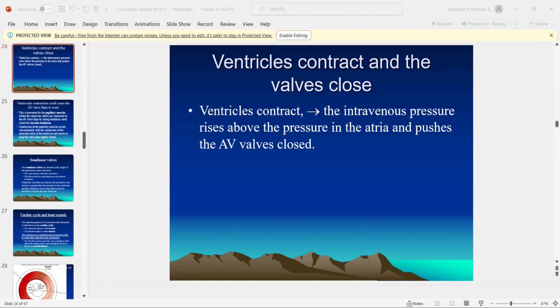You can also have a murmur if you have rheumatic endocarditis. Now, rheumatic endocarditis is usually the result of untreated strep throat.